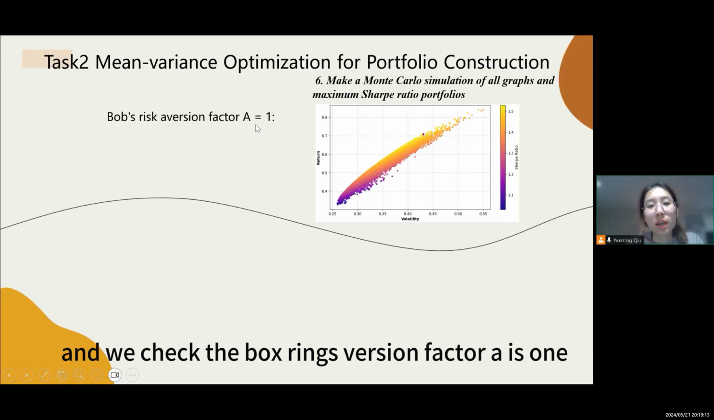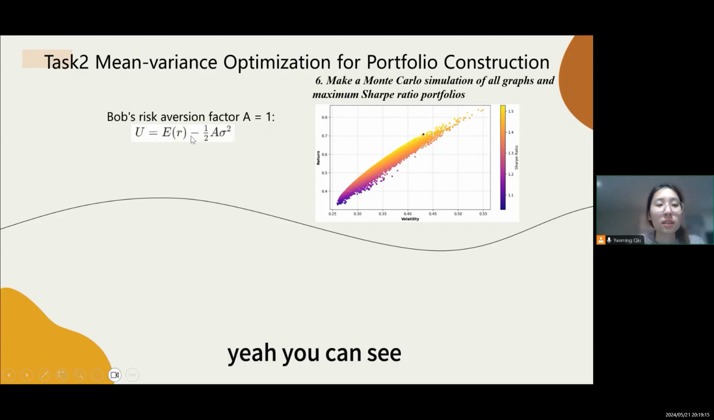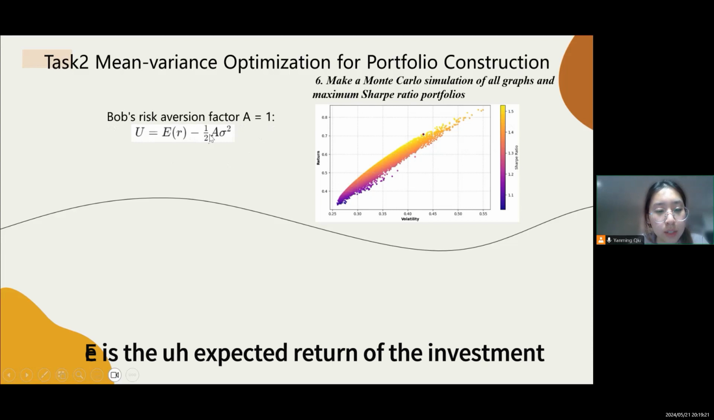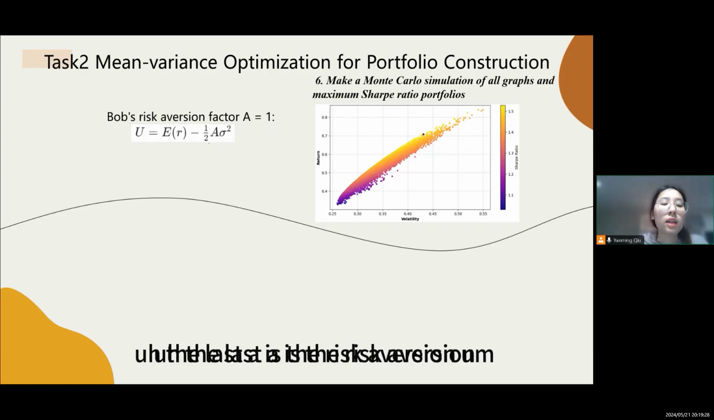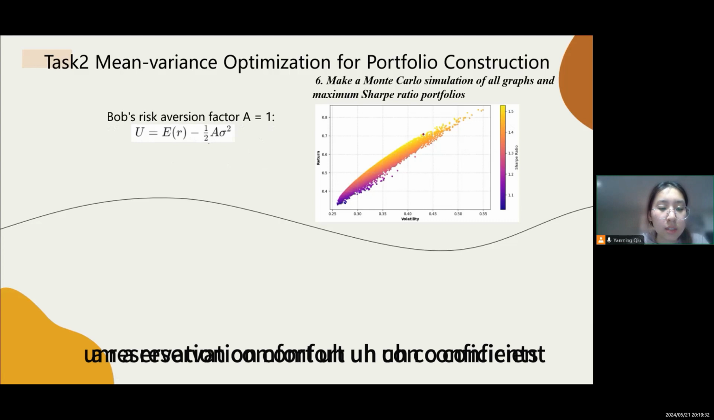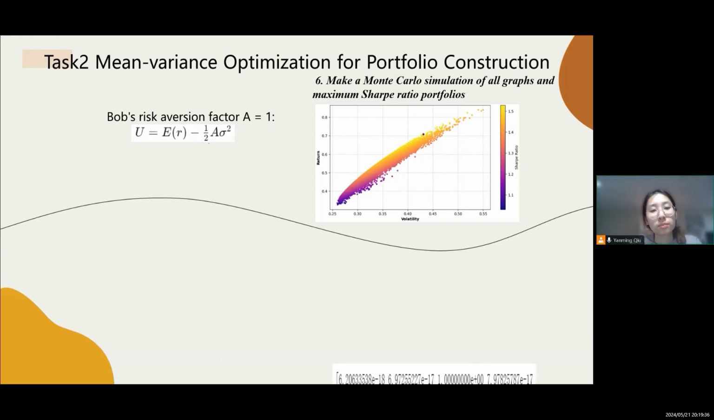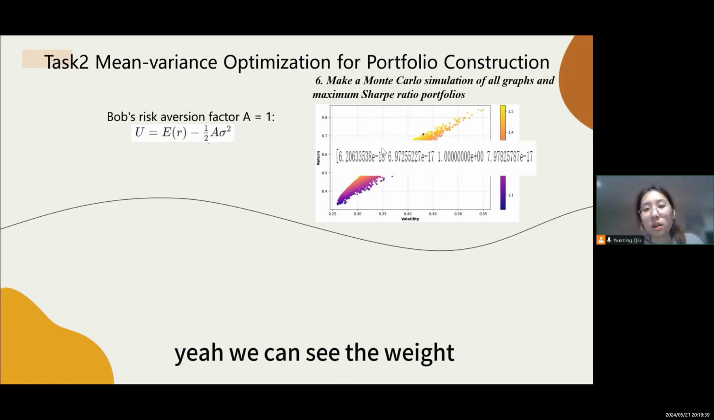Risk aversion factor A is 1. You can see U is the investor utility, E is the expected return of the investment, and sigma is the variance of the investment. The last, A, is the risk aversion coefficient. We can see the weights.